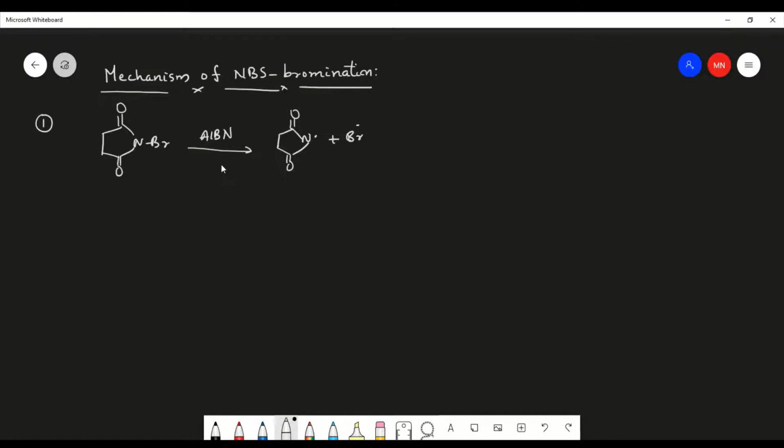Now in the second step, we have our allylic compound, for example CH2 single bond, double bond CH2, plus Br dot. This is the allylic position, so homolysis will happen here. This H dot will go with Br as HBr, and you will generate an allylic radical. So you get HBr plus CH2 dot single bond CH double bond CH2. This is called an allylic radical.